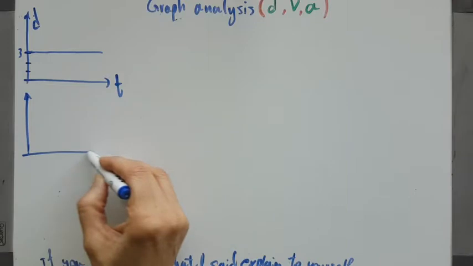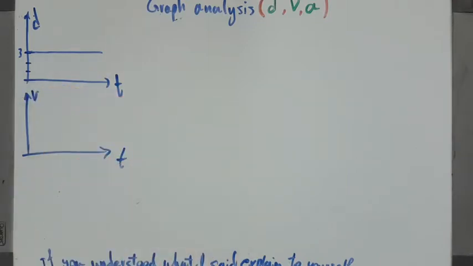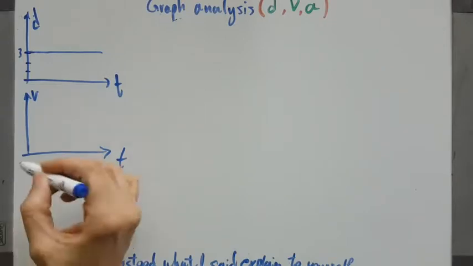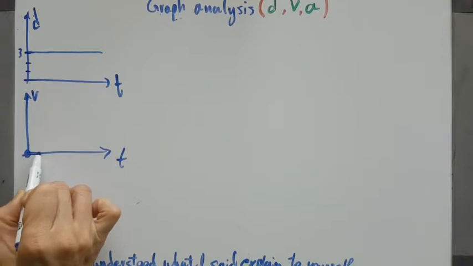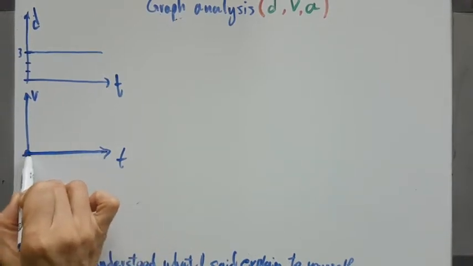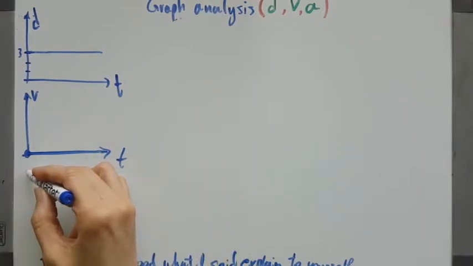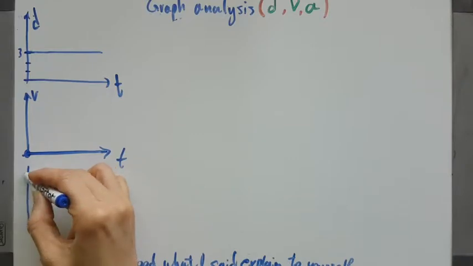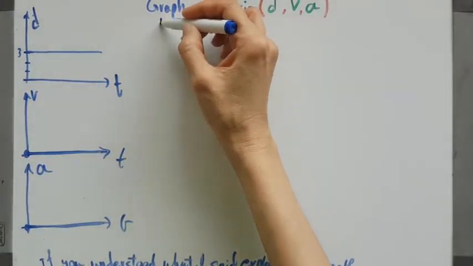Let's look at the velocity in this case. The velocity would be, of course, 0. So the velocity is constant and it's 0 actually. Let's look at acceleration. Of course, the acceleration would be also 0 in this case. No acceleration.